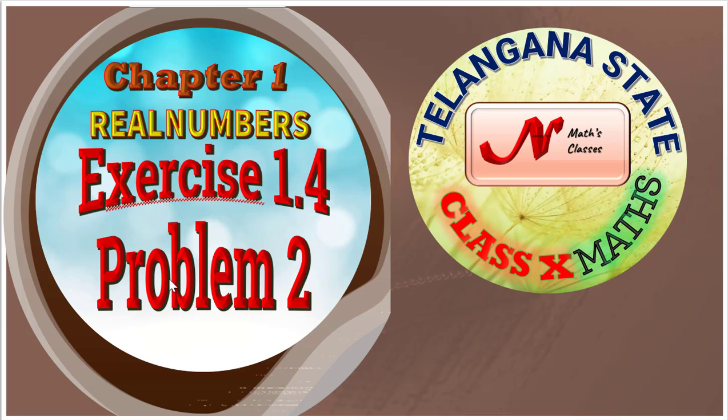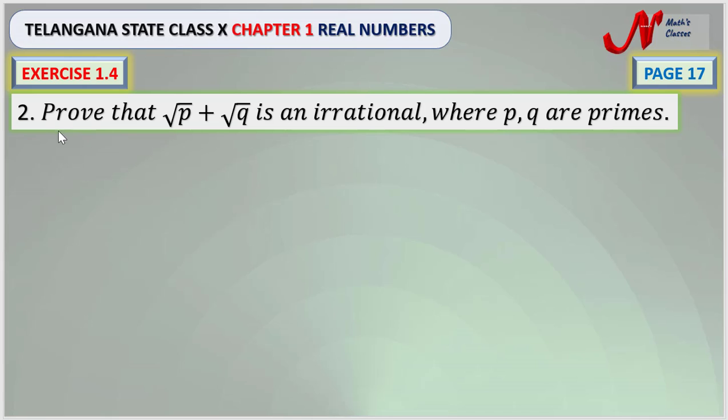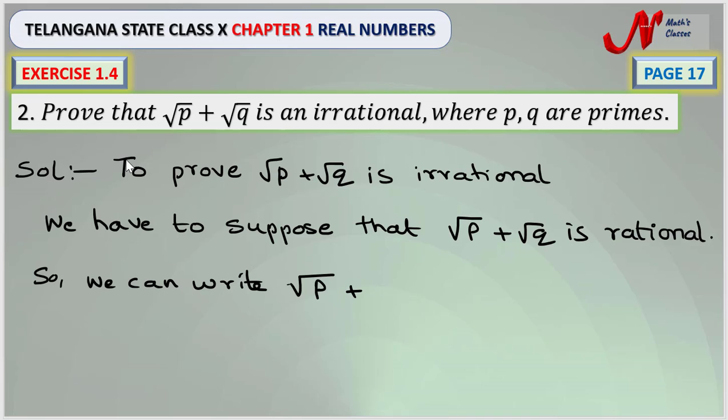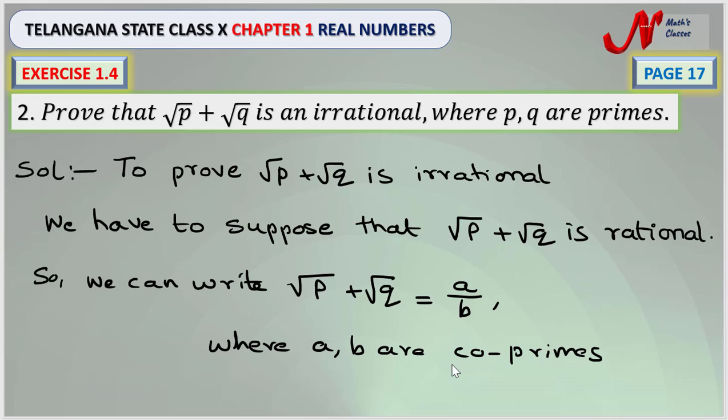Now we solve the exercise 1.4 second problem. In this problem it is given: prove that root p + root q is irrational, where p, q are primes. To prove root p + root q is irrational, we have to suppose that root p + root q is rational. So we can write root p + root q is equal to a/b, where a, b are co-primes. We already know that co-primes means a, b do not have any common factor other than 1.